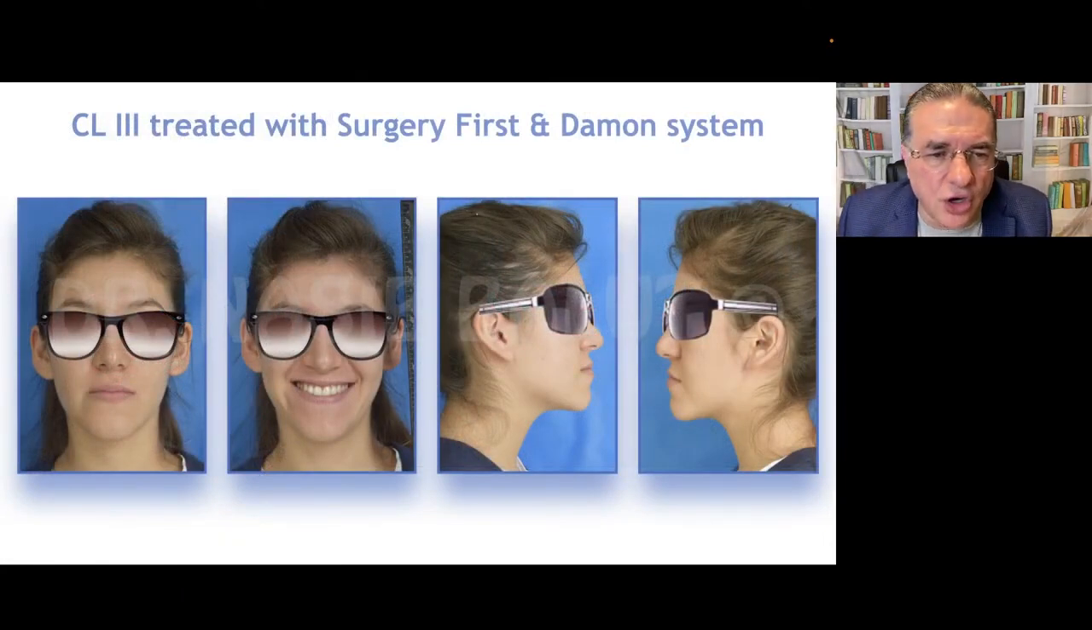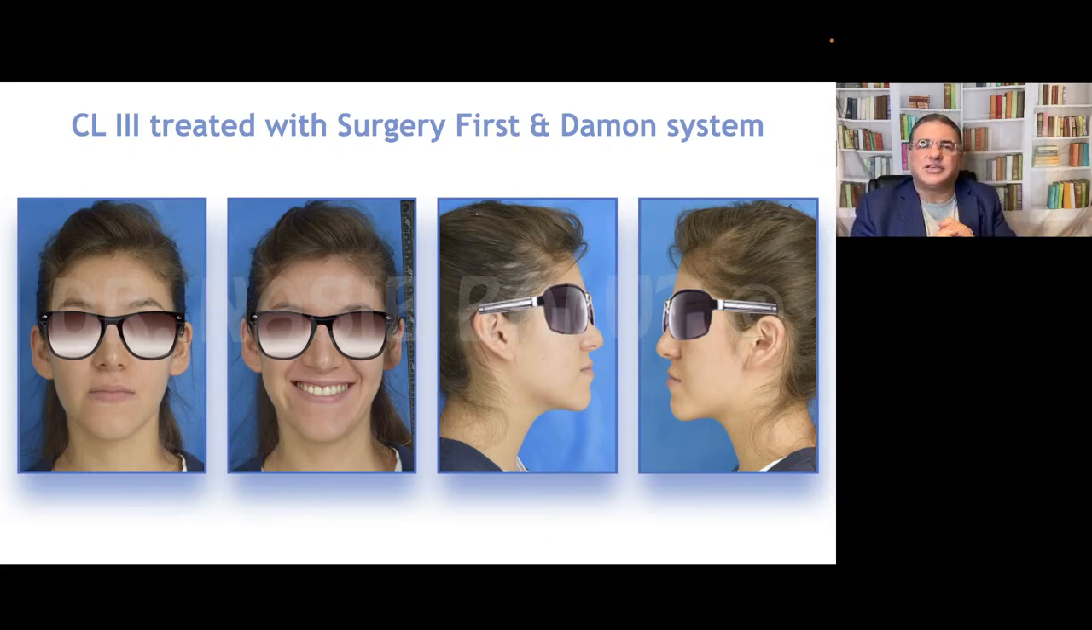Okay, so let's go see our last case. It's a class 3 treated with surgery first and the Damon system. This patient was sent by the oral surgeon. This patient didn't like her profile. She asked for the surgery.